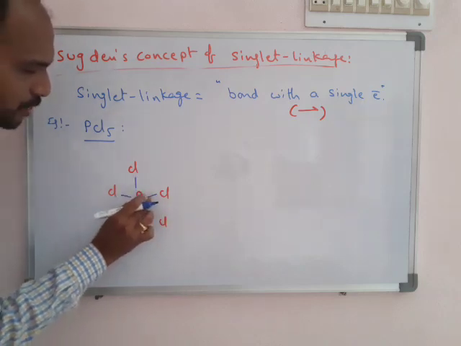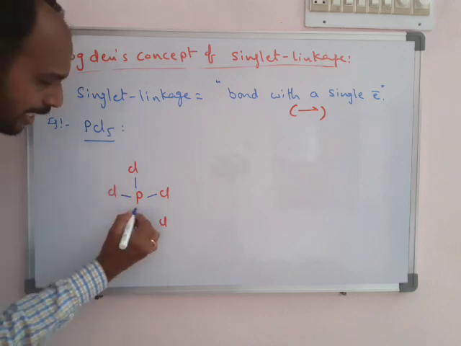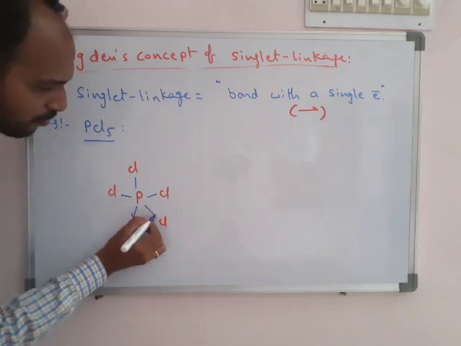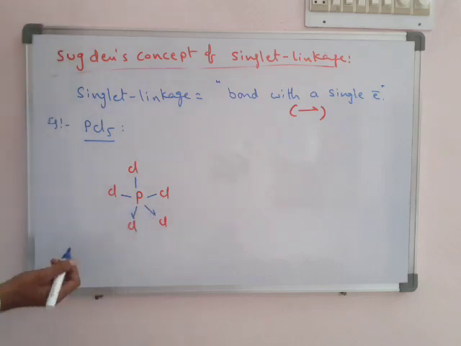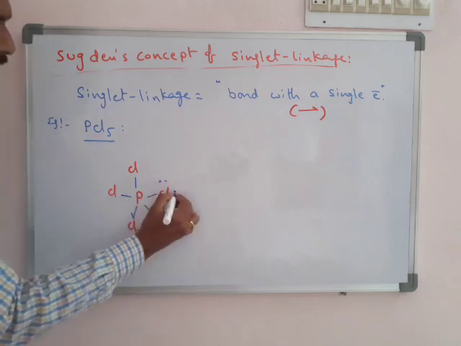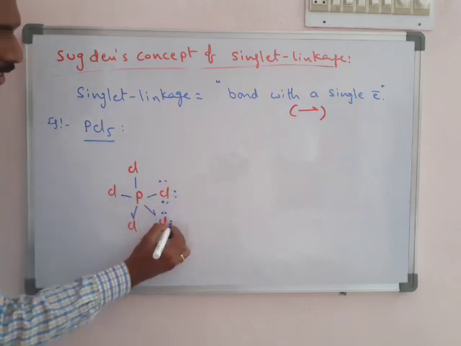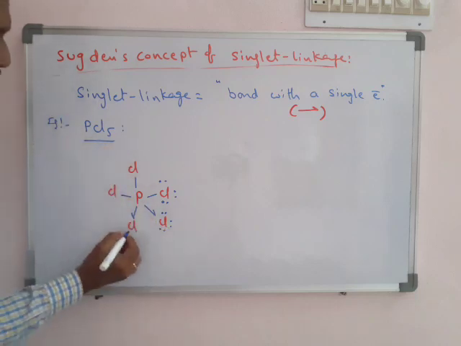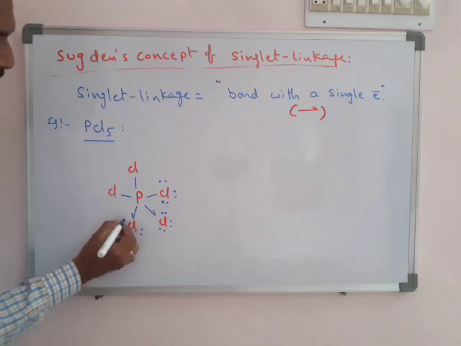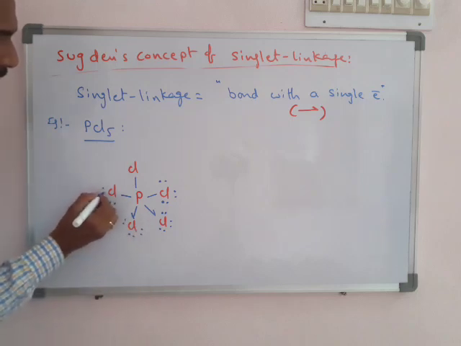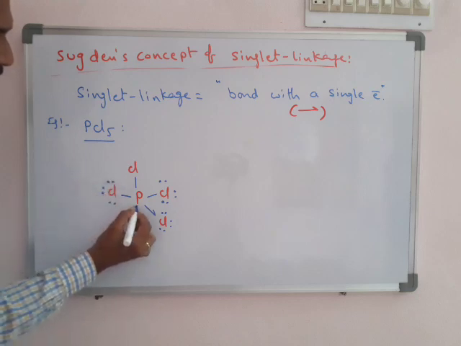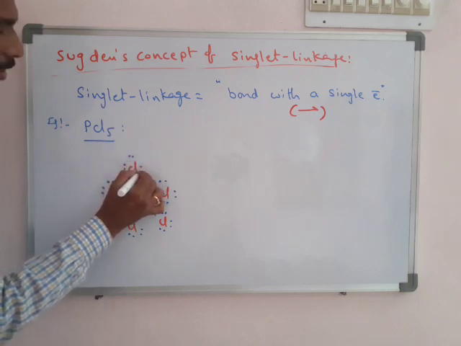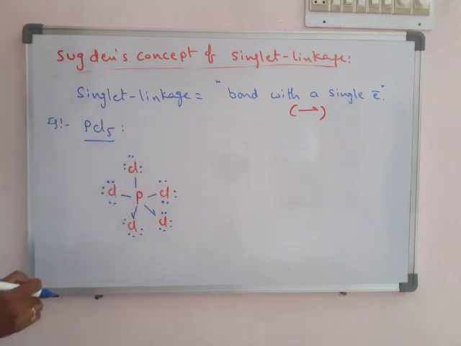With 2 electrons. How many electrons are completed around phosphorus? 6. Next, this bond is formed by a single electron, and this bond is also formed by a single electron. Remaining, all chlorines in the normal counting give 5, 35, 40 electrons. But the problem is this: phosphorus gets 10 electrons.